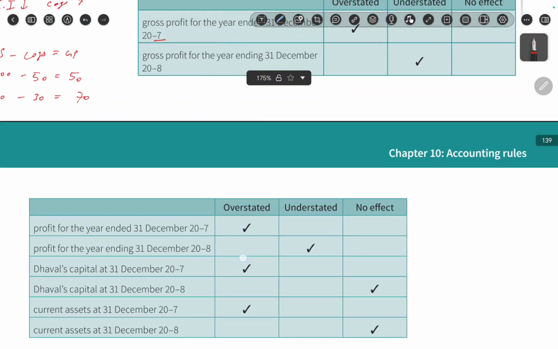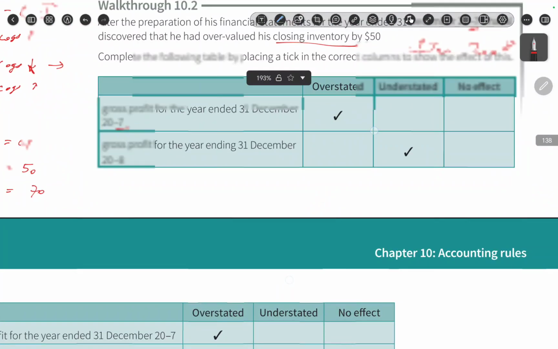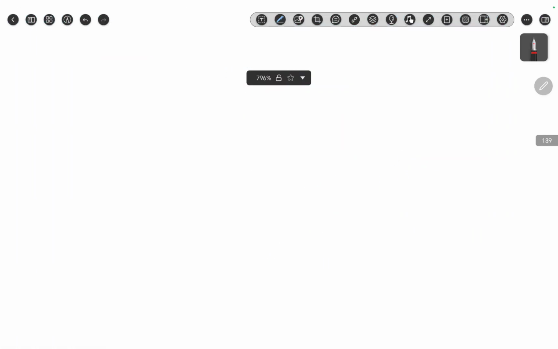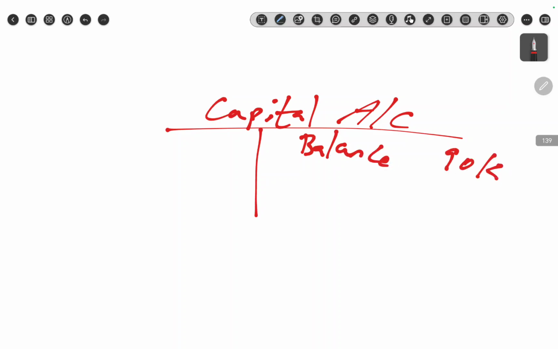Now we come to capital at 31st December 2007. The profit for 2007 was overstated, so the capital will also be overstated. Why is that? How do we calculate closing capital? Did we discuss this yet? Yeah, I'm pretty sure we did. We didn't clearly discuss it in terms of a formula, but when making the balance sheet, we did it. So it's basically the capital account. Say this is my capital account. At the start, what do we have? We have our balance b/d, which is our total capital in the business, say 90,000. And then on the left side, we have our drawings on the debit side, say 10,000.